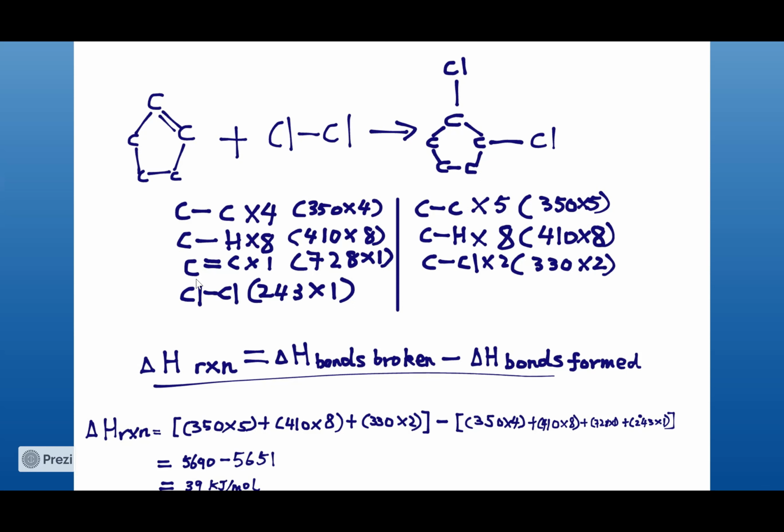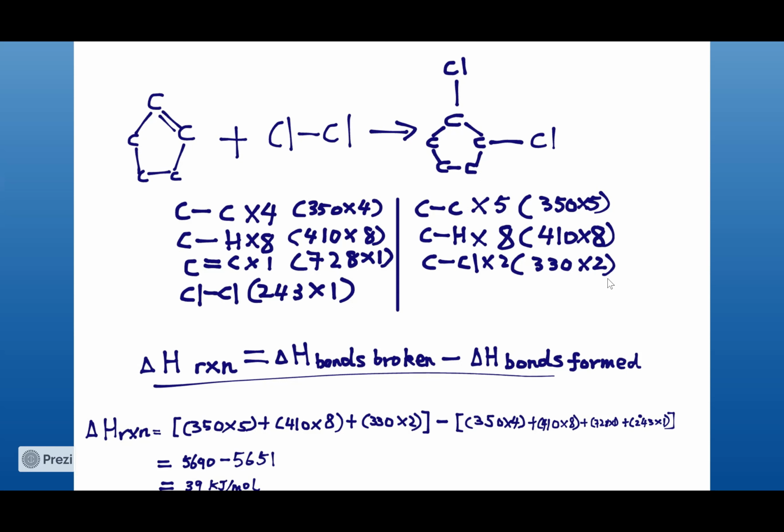How many C double bond with another C? There's apparently 1 pair. So 728 multiplied by 1. Cl bond with Cl, how many pairs? Of course, there's only 1 pair. So 243 multiplied by 1. So we're done with the left side.